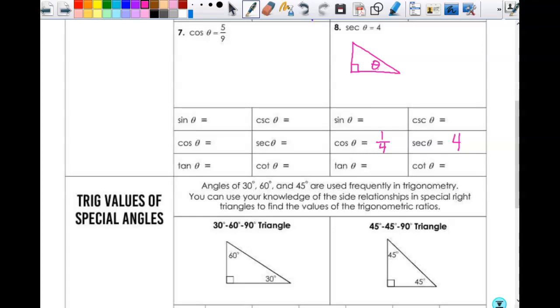This is the way I go through it in my head. I say secant goes with cosine, and then I just picture cosine and do the opposite. Does that make sense? Instead of thinking of these to get them out of my brain. So it's hypotenuse over adjacent, which means the hypotenuse is 4. What would the adjacent side be? 1. Okay. So you go ahead and find the other side and fill in the rest of the chart.